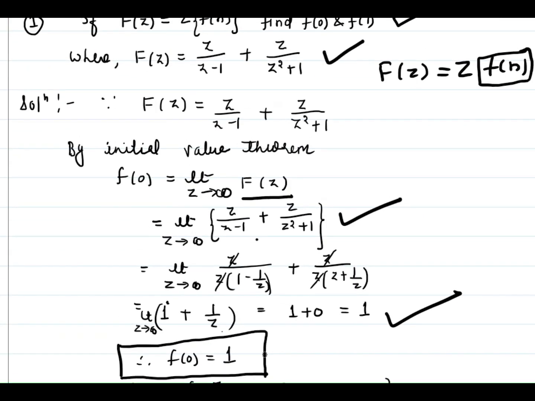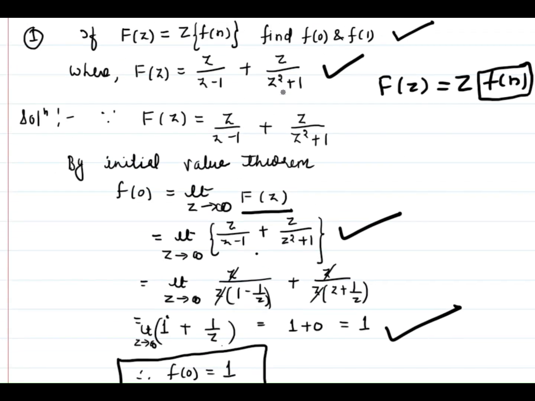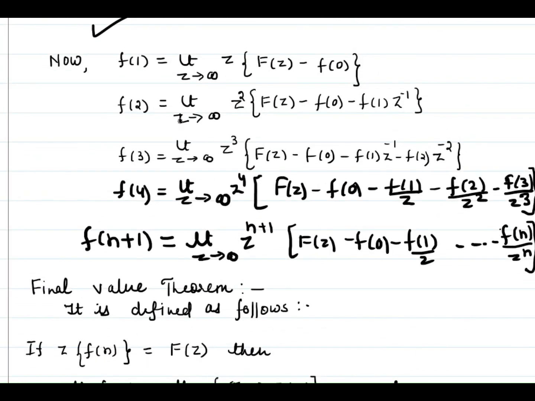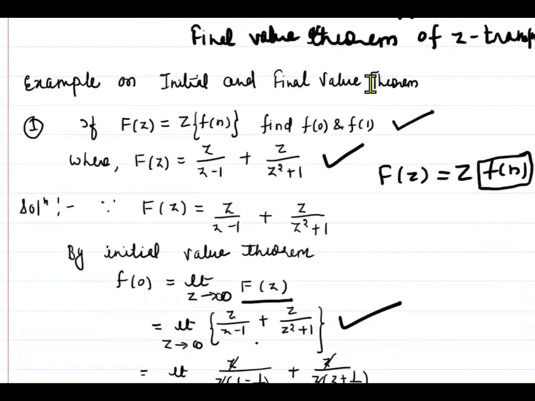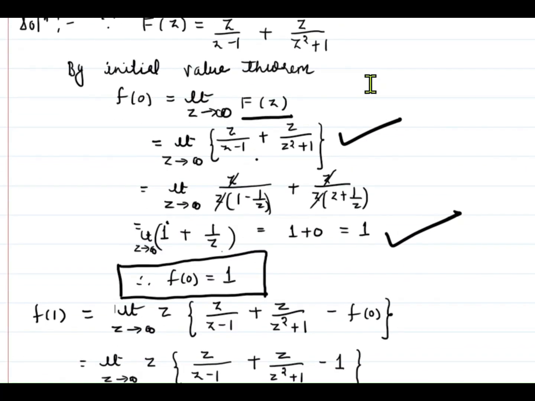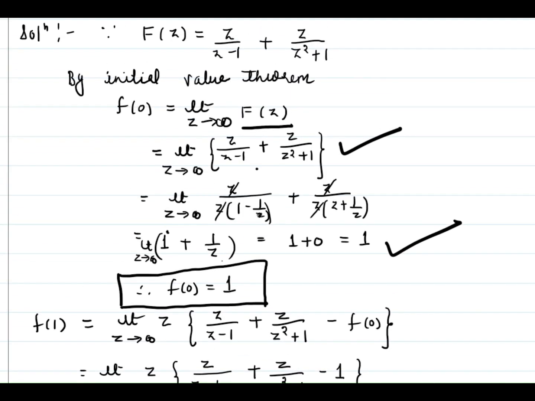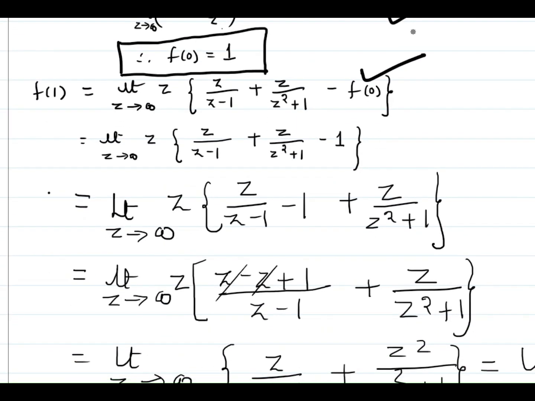Now they are asking what is f(1) next. So we are just using the formula of f(1). We know the formula of f(1) equals limit z tends to infinity z into F(z) minus f(0). We already explained how to write f(1). So what is F(z) here in this question? F(z) for this question is z upon z minus 1 plus z upon z square plus 1. It is already given, so just substitute, and minus f(0) in the formula.